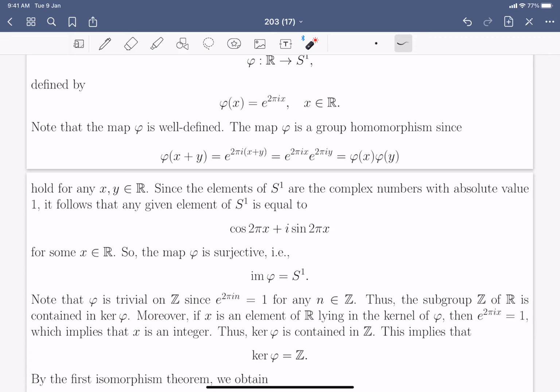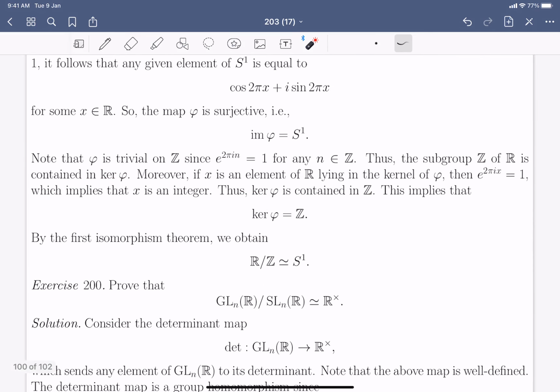Now if you take an element x in R lying inside the kernel of phi, then you know that e raised to 2 pi i x has to be 1. That is the same as saying the real number x has to be an integer. So the kernel of phi is contained inside Z. This shows that the kernel of phi is contained inside Z, and on the other hand Z is contained inside the kernel of phi. So you obtain this equality.